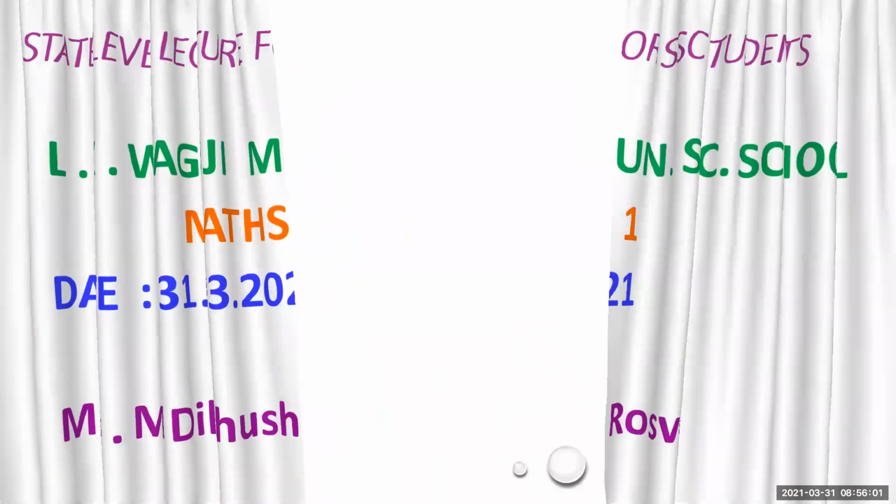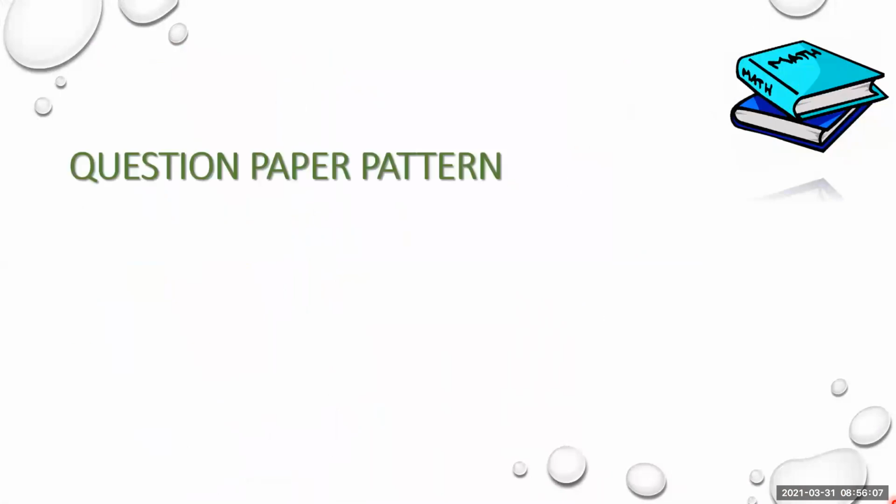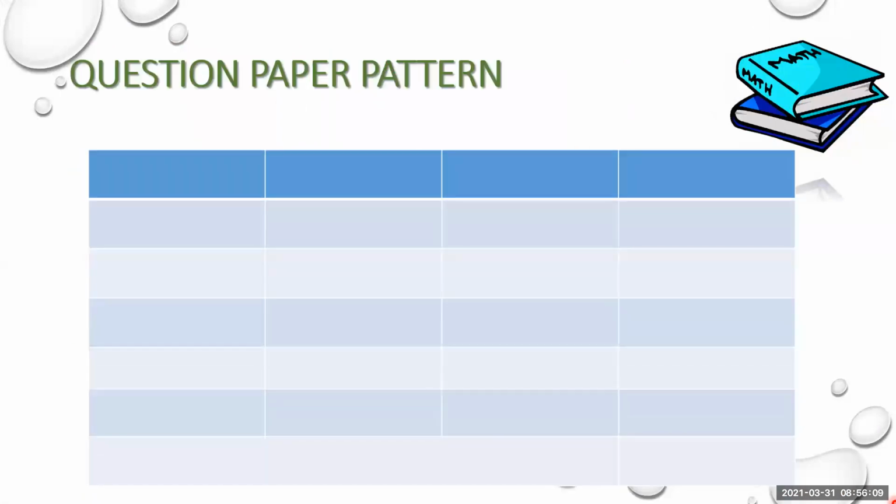Before we solve the sums, we will glance once at the question pattern. Just see this one. Everyone knows this question pattern. Once again, there will be 5 questions. The question number will be 5.